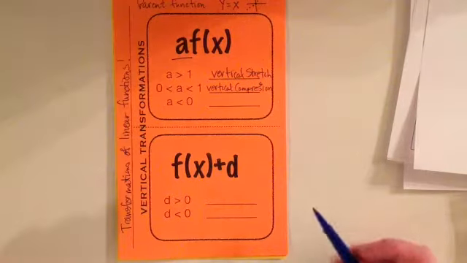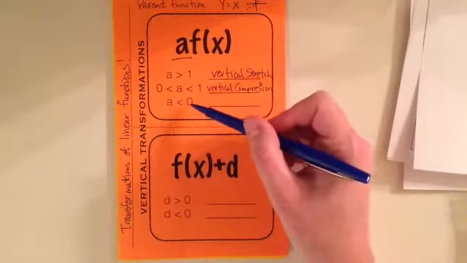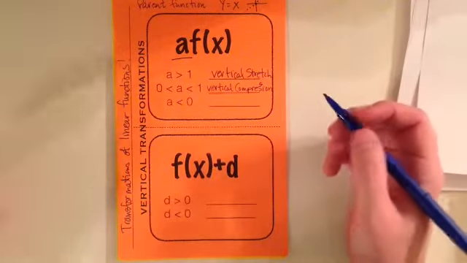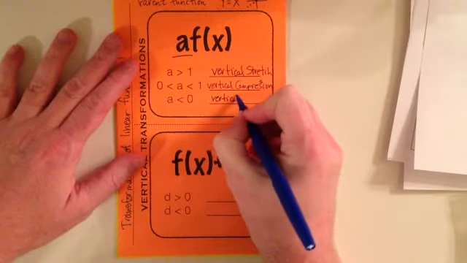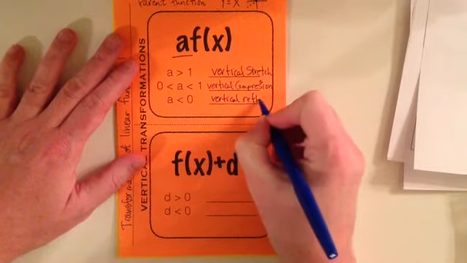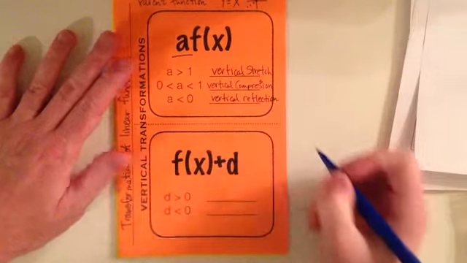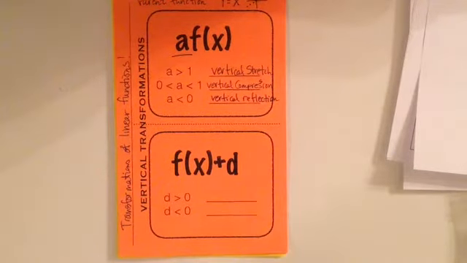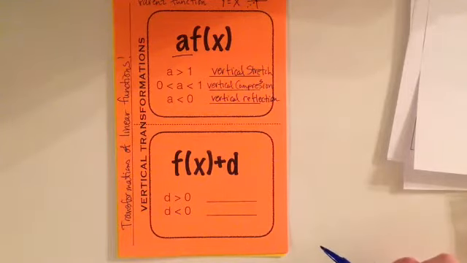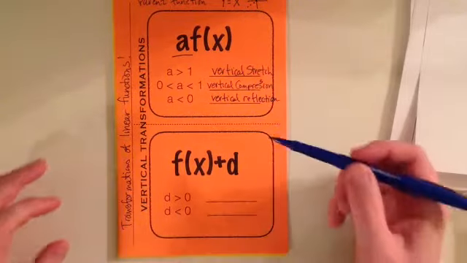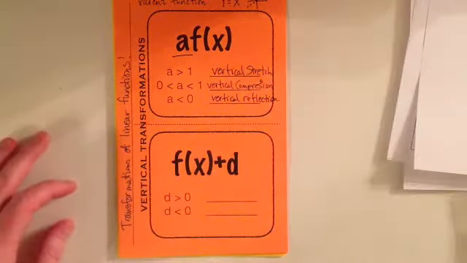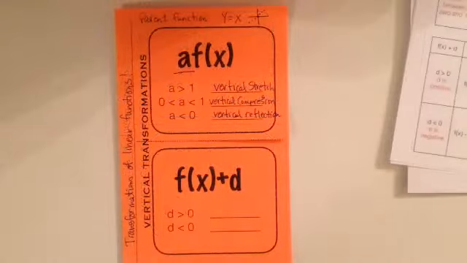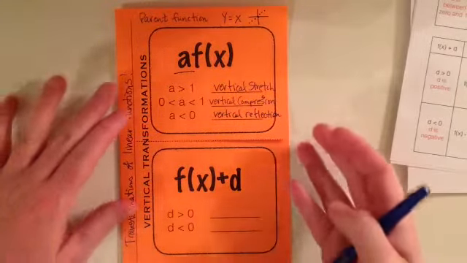Sorry about that. And if that letter A is less than 0, meaning it's a negative number, then we have a vertical reflection. Now again, I'm going to tell you about what all these are as we go through this process. So that's if we change the letter A.